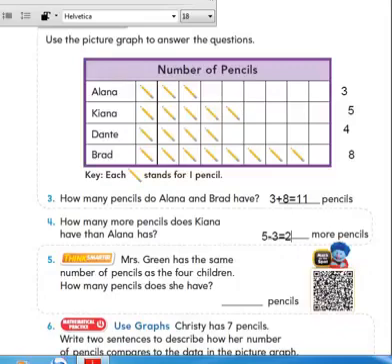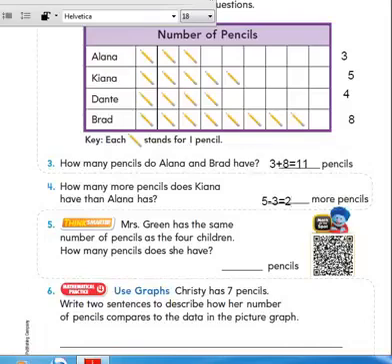Number 5, Mrs. Green had the same number of pencils as the 4 children. We have here 4 children in our picture graph. Mrs. Green has the same number of pencils as the 4. So, to get the answer, what shall I do? I have to count all the pencils with all the children because she has the same number. So, I will add all pencils together.